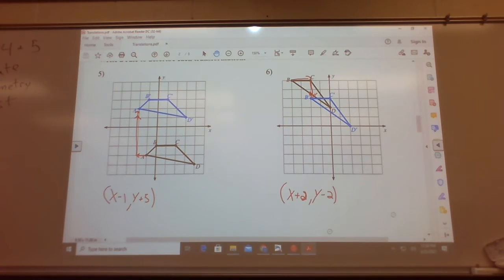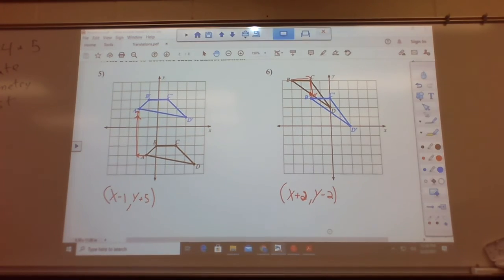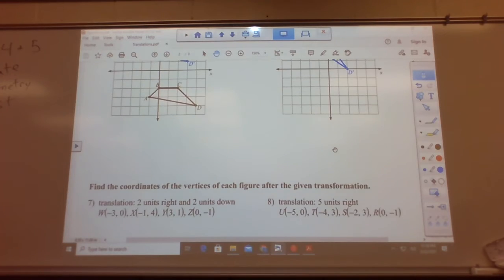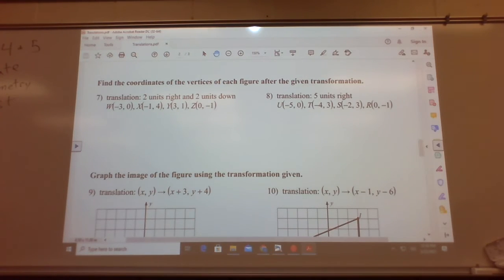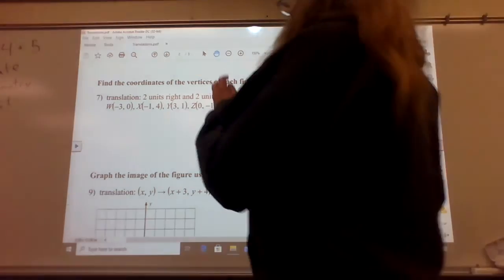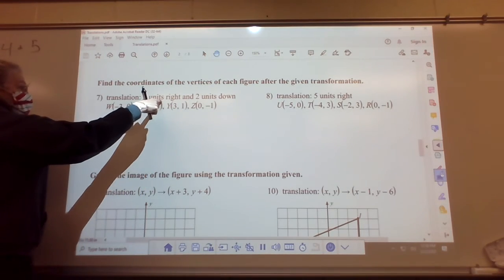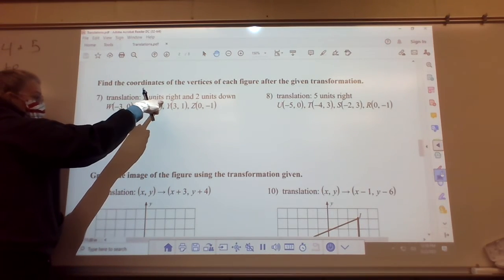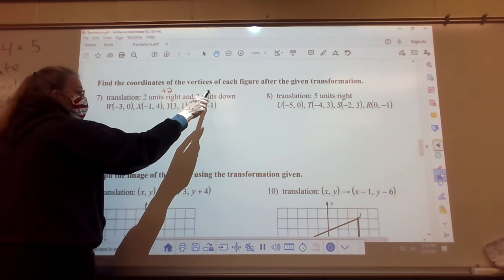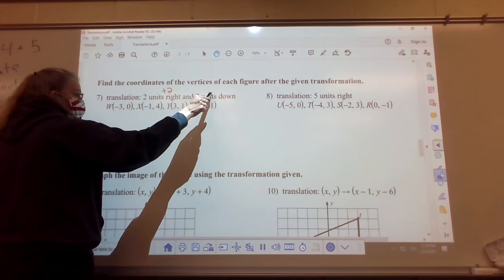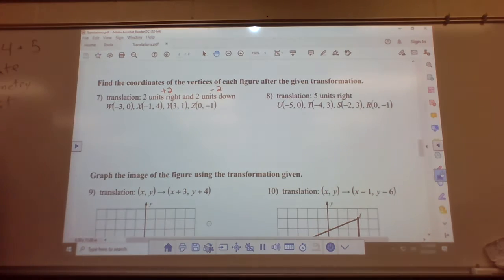7 and 8, the last of the new stuff. And then the last 8, you're going to be doing pretty much similar to what we've been doing. Notice I don't have a graph. All I did was give you a set of coordinates. So I'm going from these sets of coordinates. I'm going to right. Well, is a right going to be a plus or a minus? So I'm going to add 2 to my x's. 2 down means I'm going to do what to my y's? Minus 2. So each coordinate, I'm going to add 2 to the x, subtract 2 from the y.